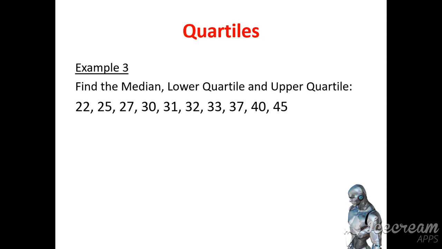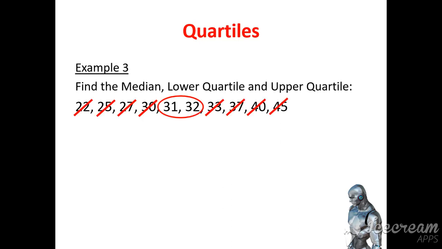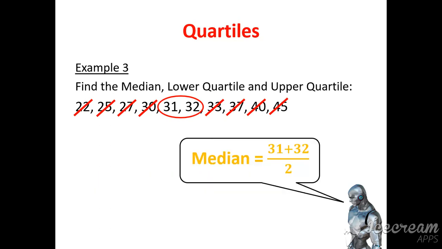Right, find the median, lower quartile, and upper quartile for this set of data. So the numbers are in order. Great. Let's count into the middle. There are 2 numbers in the middle. That's what's going to happen with example 3 and example 4. So what do we do to solve this? 2 numbers in the middle. We add them up and divide by 2. So that gives us 31.5, halfway between 31 and 32.